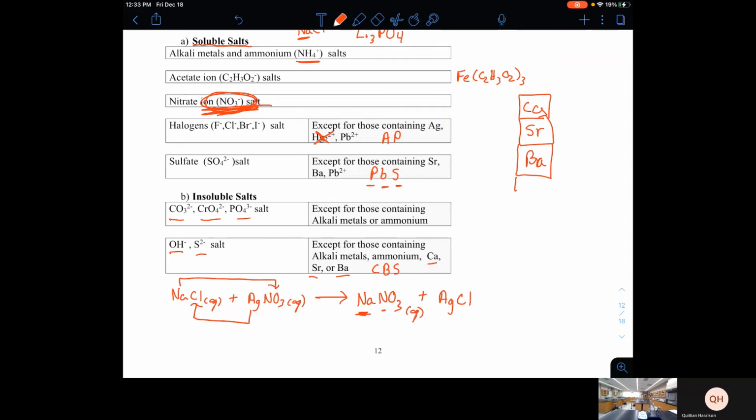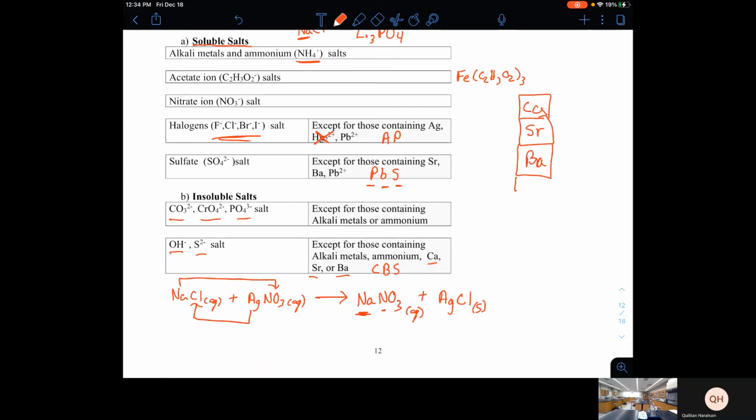For the metal that's sitting here, the silver, well, you're not an alkali metal, you're not ammonium. So I'm going to have to focus my attention on the anion. And in this case, it tells me that the halogens are going to be soluble, except for when they're attached to silver or lead too. So because it is attached to silver, you are going to be my precipitate, and hence you're going to be my solid.